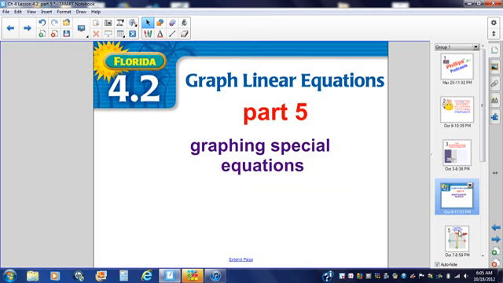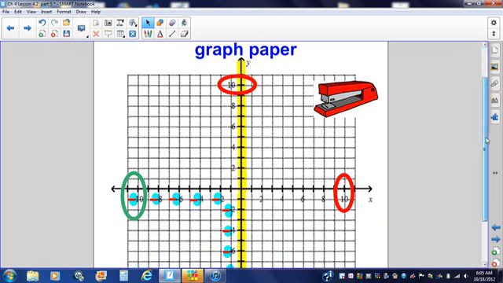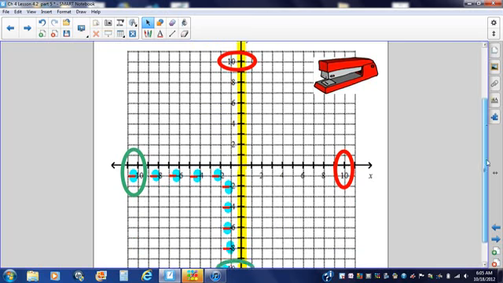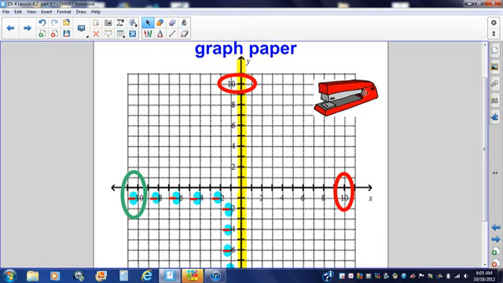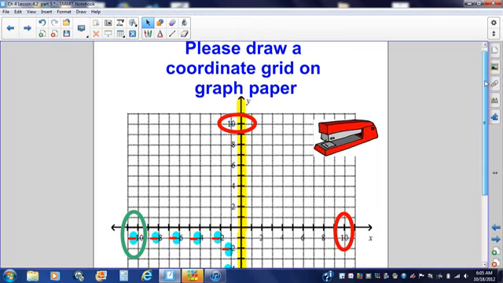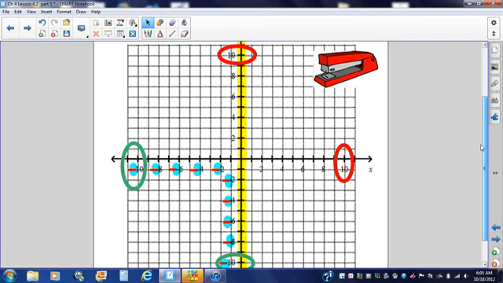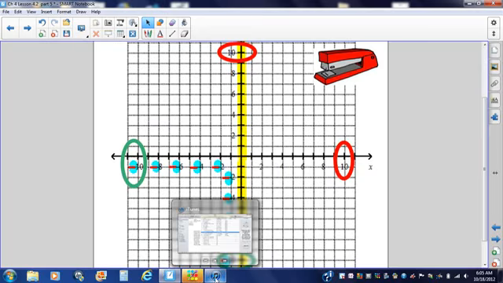Speaking of graphing, as always, I would like you to draw a coordinate grid on a piece of graph paper. Please go up to positive 10, go to the right positive 10, go to the left negative 10, and go down negative 10. After you're done, you can take the stapler and staple it into your spiral. If you don't have graph paper, then you need to draw this by hand in your spiral. Enjoy the music while you're drawing.